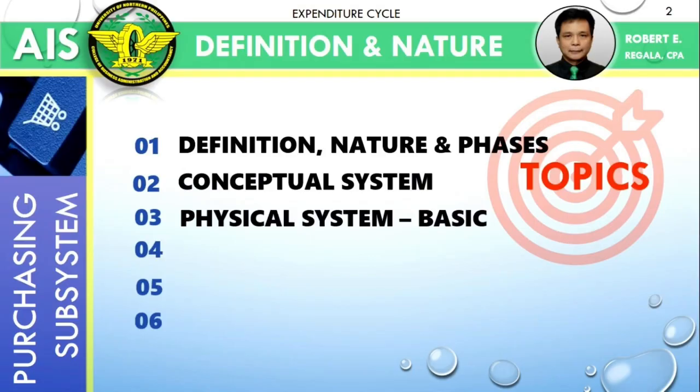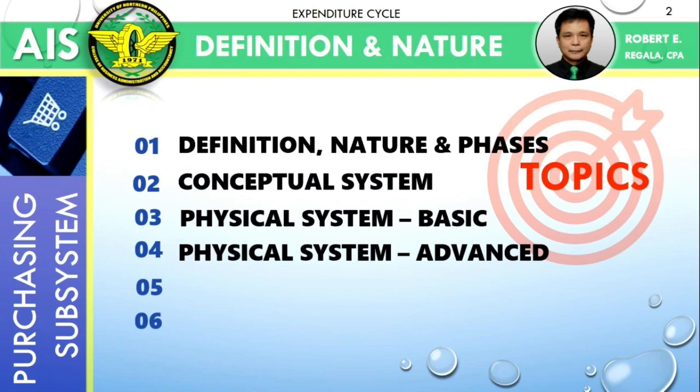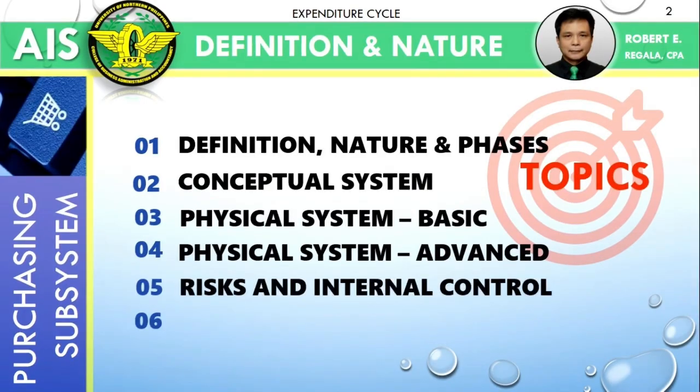Topic 4. Physical system, advanced, presents a more advanced system that integrates all business functions through a central computer application managed by a dedicated IT department, in here represented by the Computer Operations Group. And 5. Risks and internal control. Discusses the primary risk associated with the two subsystems, as well as the suggested internal control measures that management could put in place to mitigate or eliminate those risks.